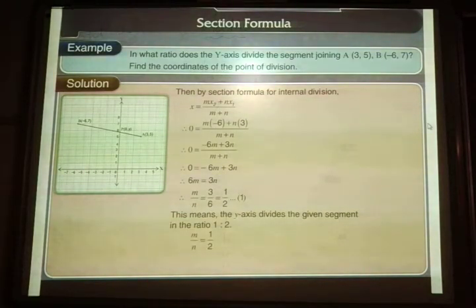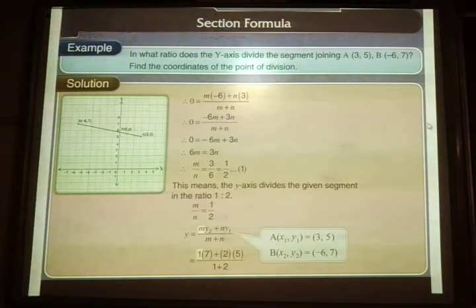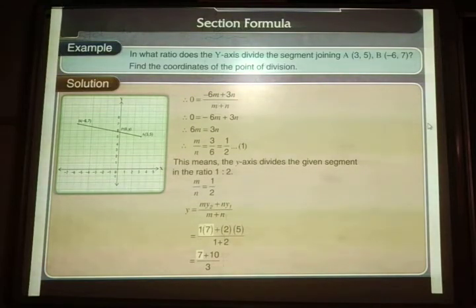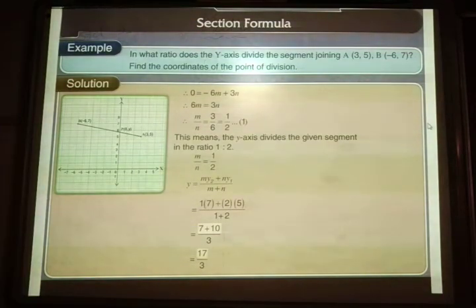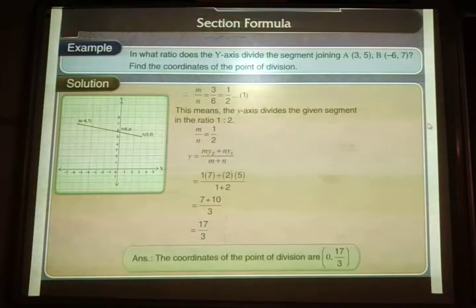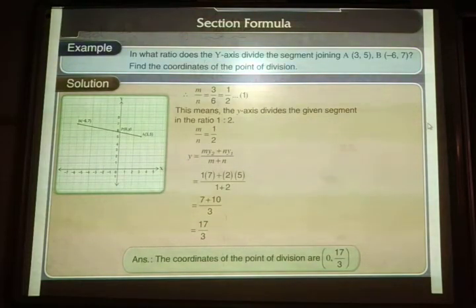Now, we know that m upon n is equal to 1 upon 2. By section formula, y is equal to (my2 plus ny1) upon (m plus n). This is equal to (1 into 7 plus 2 into 5) upon (1 plus 2), which is equal to (7 plus 10) upon 3, which is equal to 17 upon 3. Therefore, the coordinates of the point of division are (0, 17 upon 3).